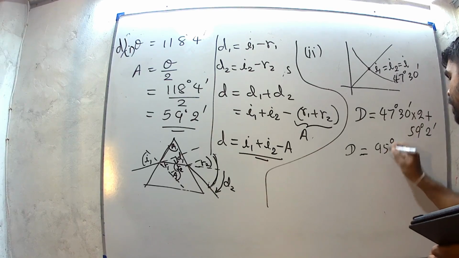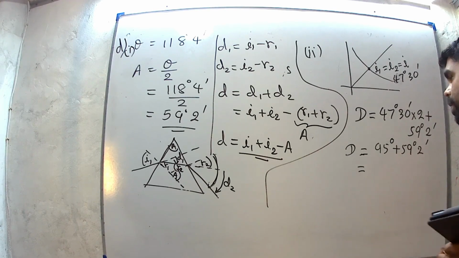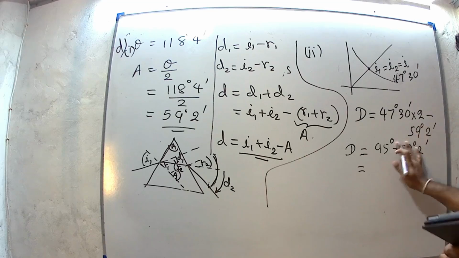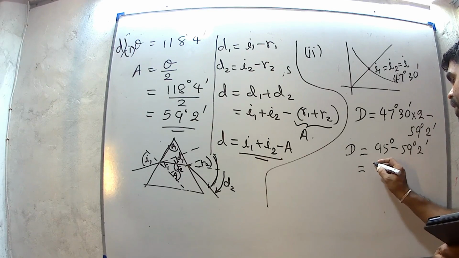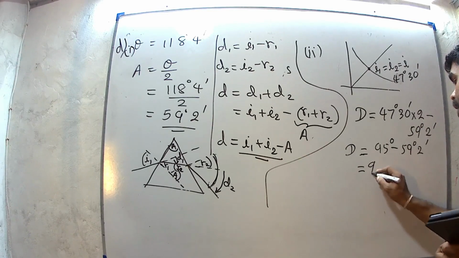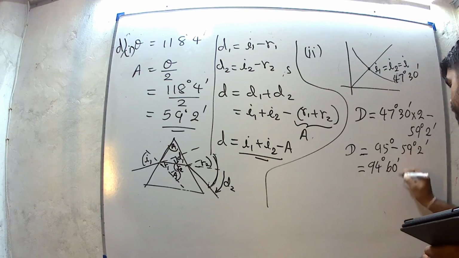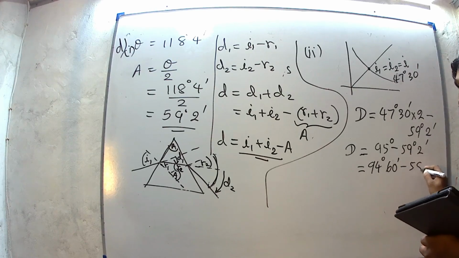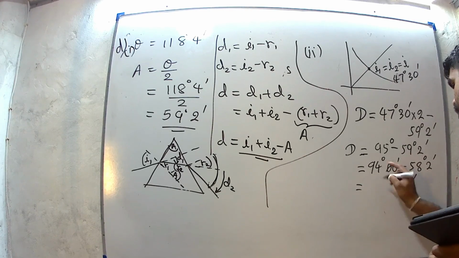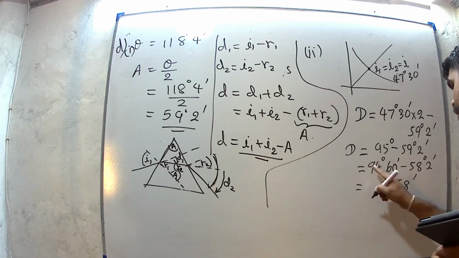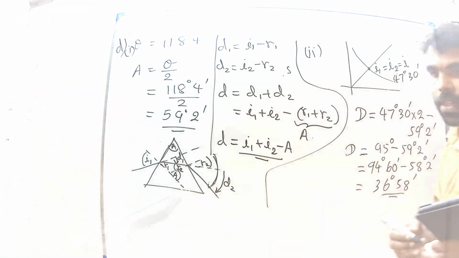Therefore, 95 degrees plus 59 degrees and 2 minutes. Sorry, minus. You have to subtract the prism angle. Then subtracting this one, we can write this as 94 degrees and 160 minutes minus 59 degrees and 2 minutes. 58 minutes. 14 minus 8, 6. 8 minus 5, 3. 36 degrees and 58 minutes.